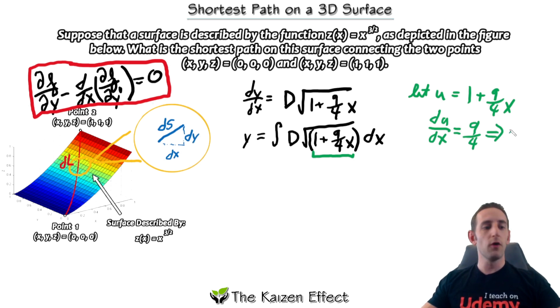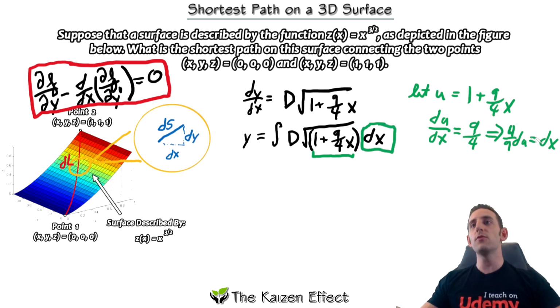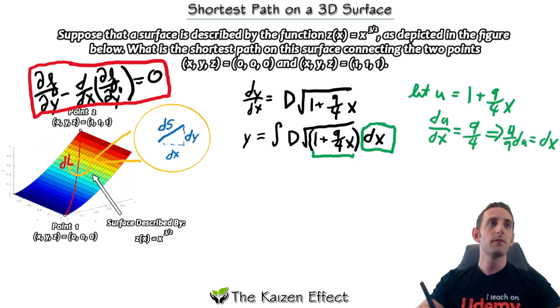So what we end up with is 4 over 9. Is that correct? Yes, we get 4 over 9 du is equal to dx. Okay, so that allows us to take a look at this dx, substitute these parameters in, and then we can proceed with solving this integral to get the function that we're really looking for.